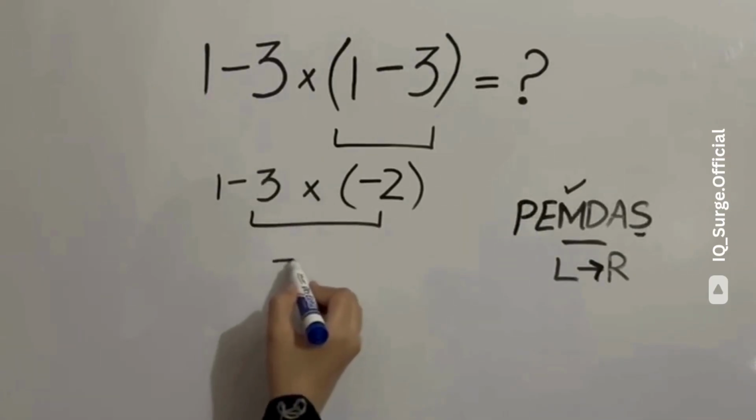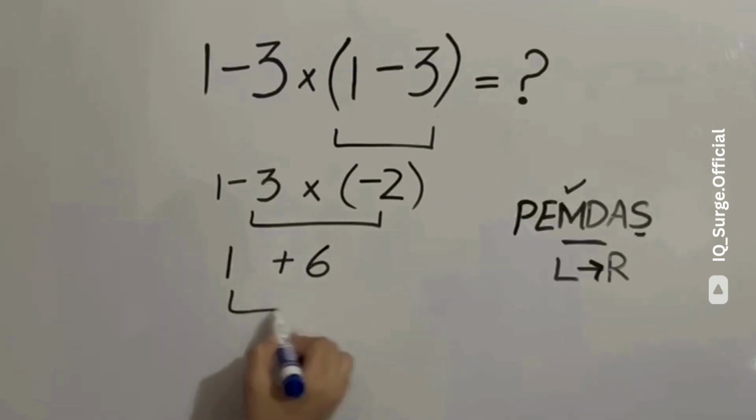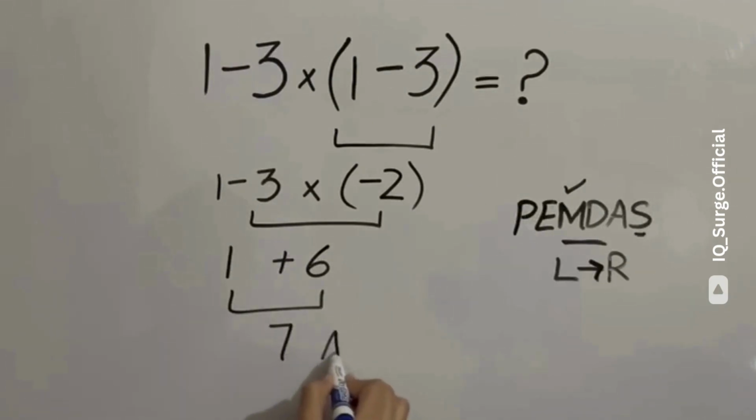So, minus 3 times minus 2 gives us positive 6. So, we have 1 plus 6 which equals 7. So, the correct answer is 7.